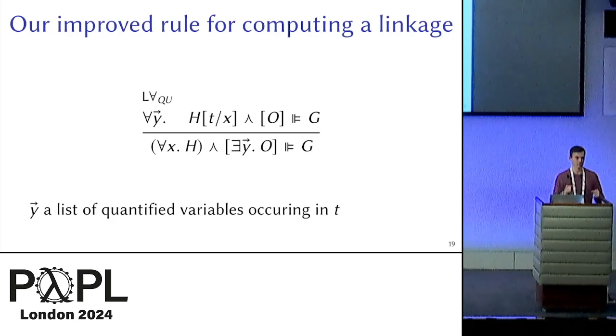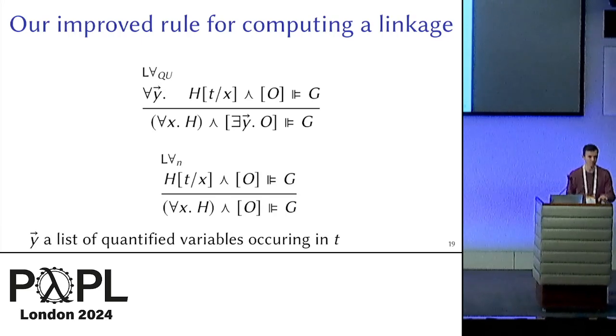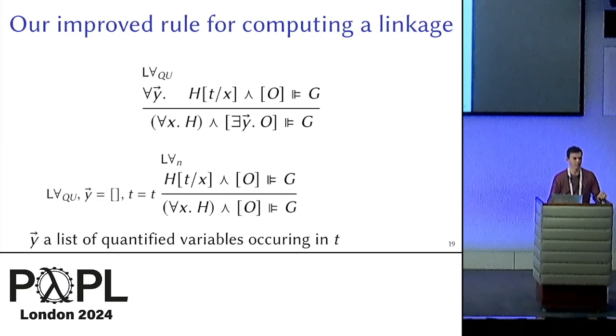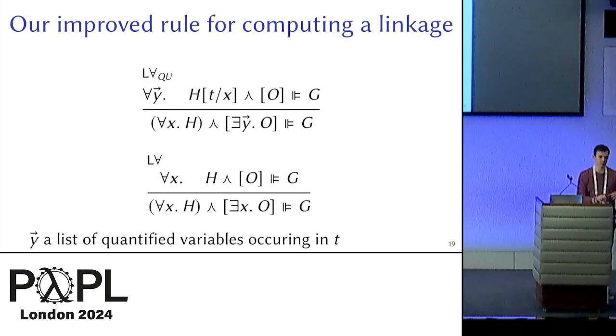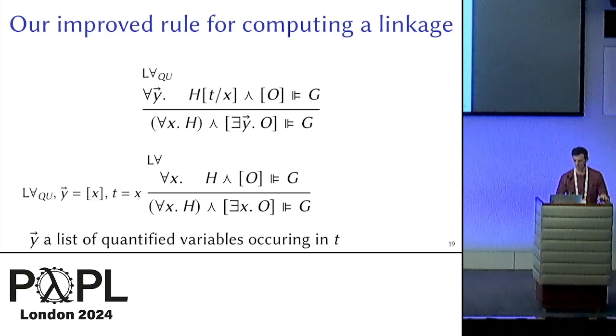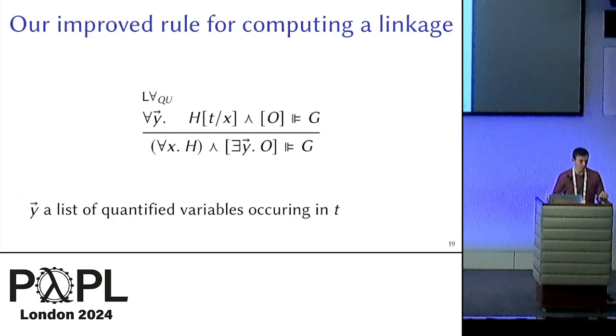Let's see how this relates to the existing rules we saw before. So the instantiation rule of Actima follows from this rule by just taking the list to be empty. It's a direct application of the rule. And the quantify rule also follows by taking the list of quantified variables to be just x and also instantiating with x. But it's strictly more general than that. Now you might wonder, okay, sure, you have this rule. How do you determine what to quantify over and what to instantiate with? And this is indeed somewhat tricky.